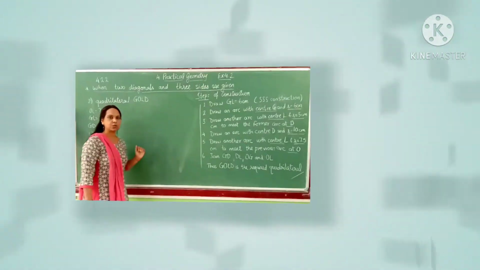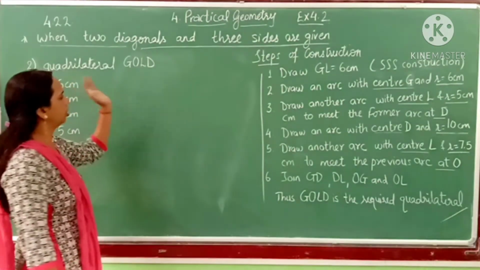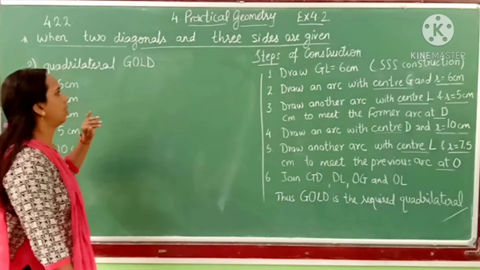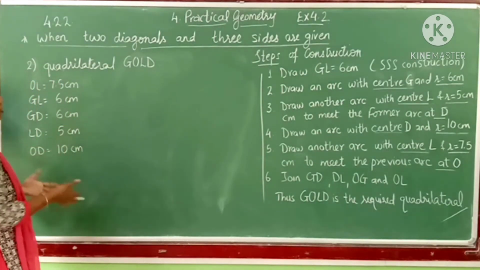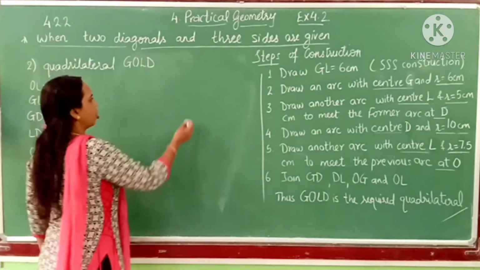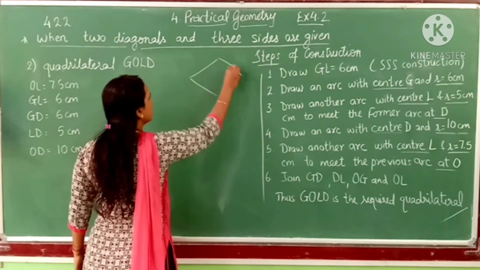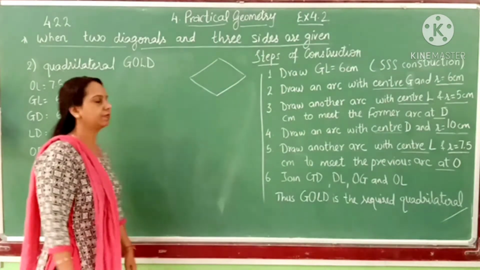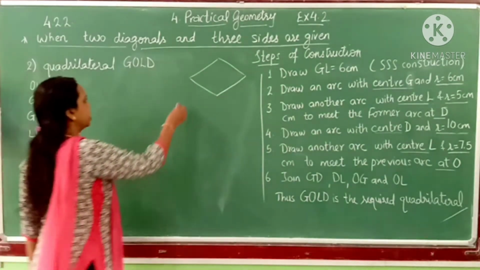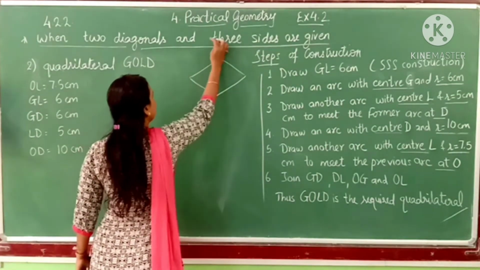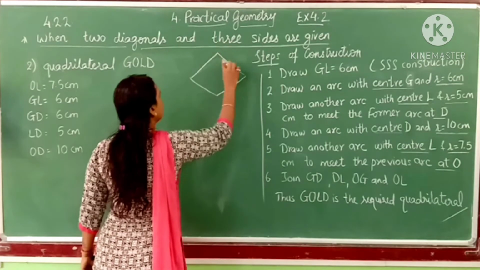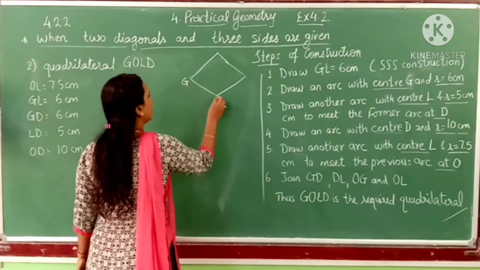Clear? The next question is to construct a quadrilateral GOLD, and we have all the measurements of the sides and the diagonals. So let us draw one rough figure over here. So this is our quadrilateral, and mark it as GOLD.